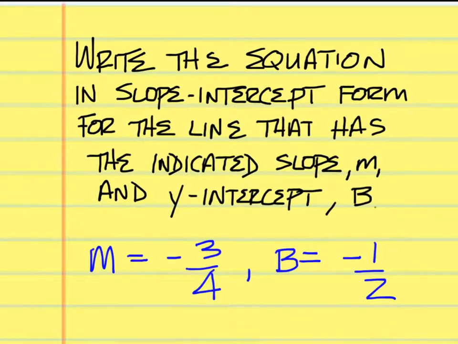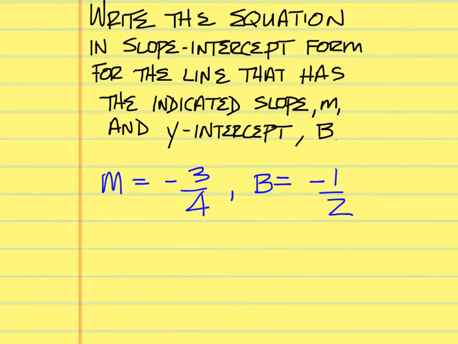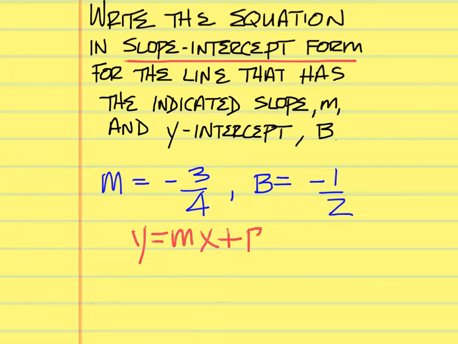I'll leave that to where you can see it, but I can still write below it. Slope-intercept form is y equals mx plus b. You're given m and you're given b. Just plug them in. y equals negative 3/4 x minus a half.